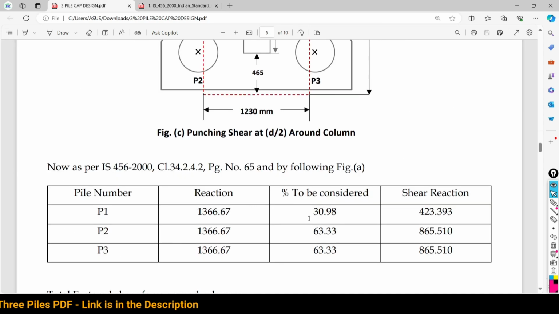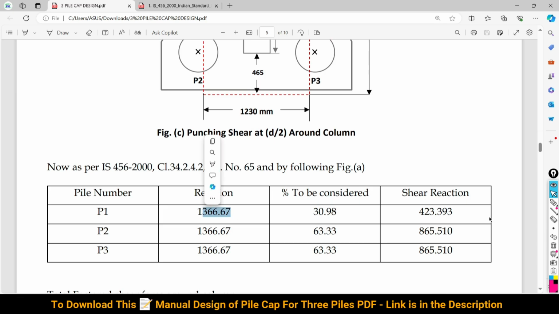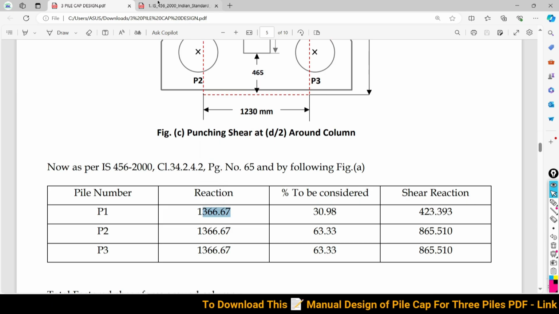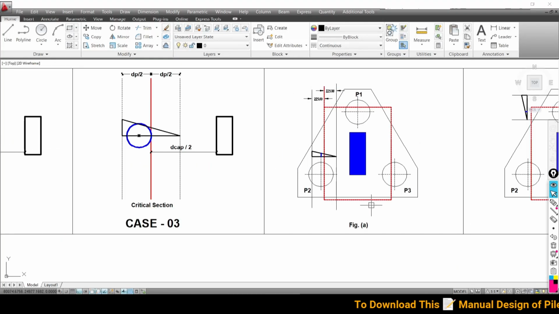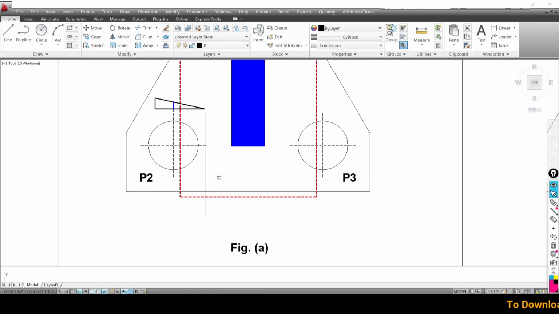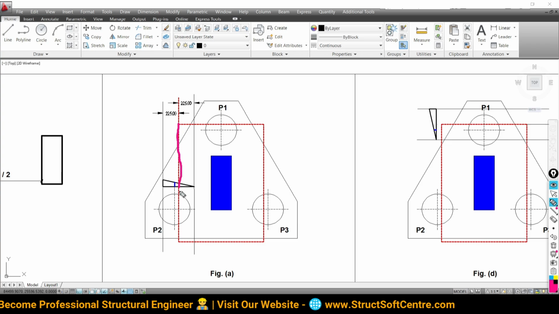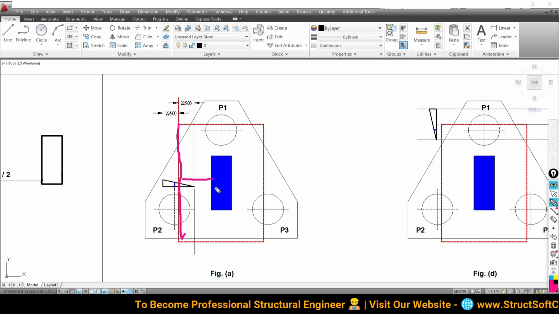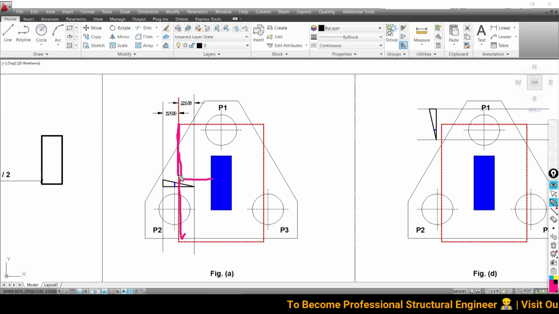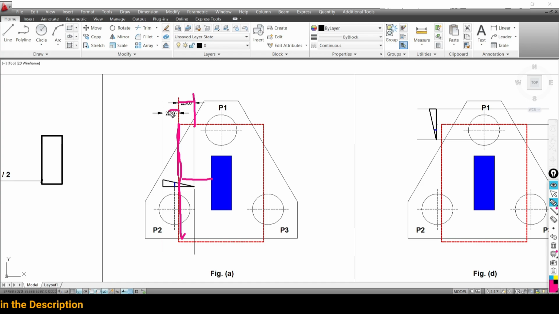We are going to follow the same recommendation to find out what percentage of this reaction has to be considered for calculating the shear value. In figure A, we consider the reaction percentage along the parallel direction, doing the calculation for one side. We have the critical section here at a distance of d by 2 from the face of the column. From this critical section, we take one section inside and one outside at dp by 2, the diameter of the pile divided by 2.